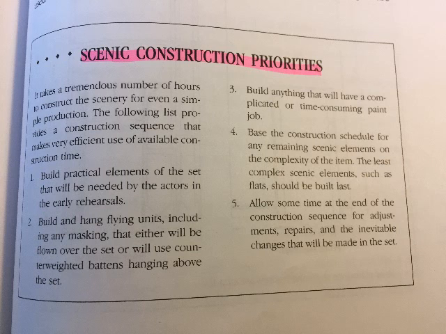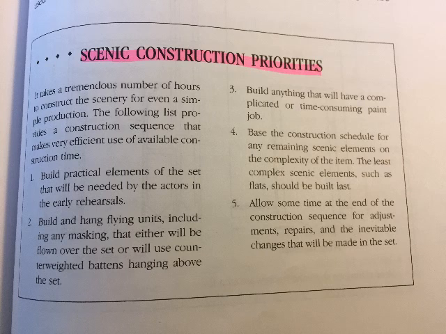But the first thing, we want to build the practical elements of the set that will be needed by the actors in the early rehearsals. So things like staircases and platforms, things that the actors actually interact with should always be the first thing that happens. Actually, the very first thing that happens that's not being mentioned there is we tape out the floor. We can do that because we're in the same space where we're building it. So we use spike tape to mark where walls and platforms will go so we can rehearse on those. But then in terms of the actual building, the first priority are the practical elements.